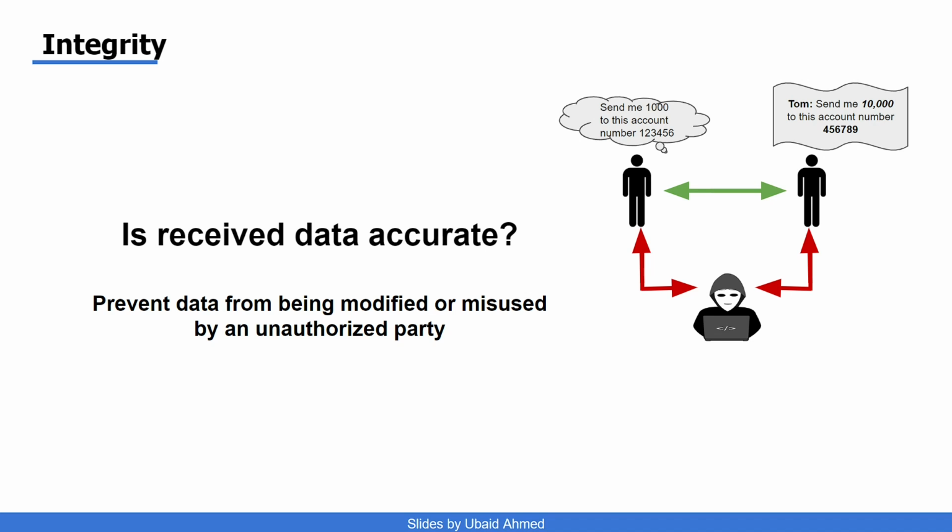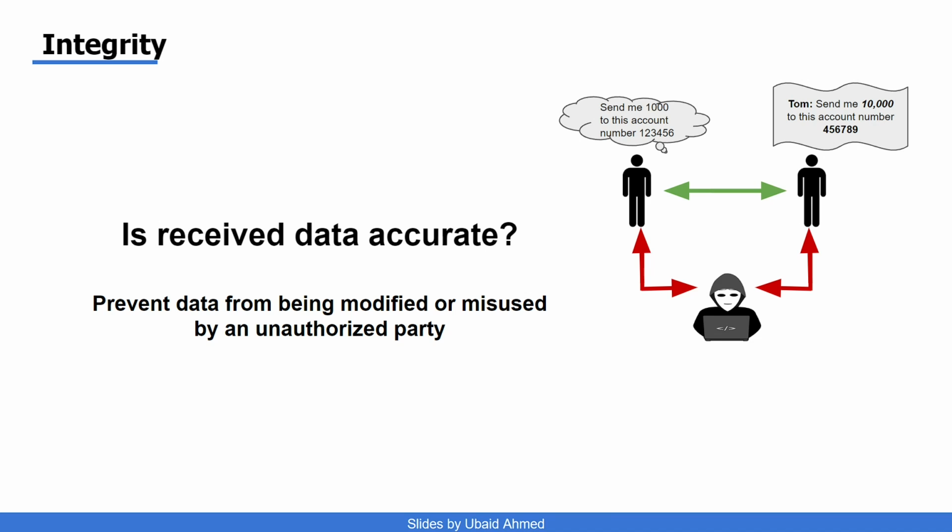Person A believes they have sent a message to person B, and person B believes the message they have received has come from person A. But actually that did not happen. The message was modified in between. So there was a breach of integrity.